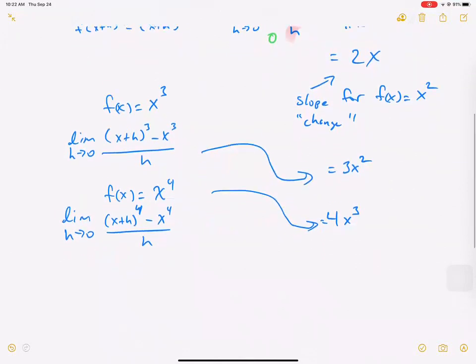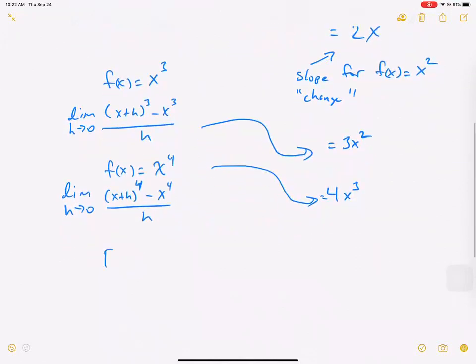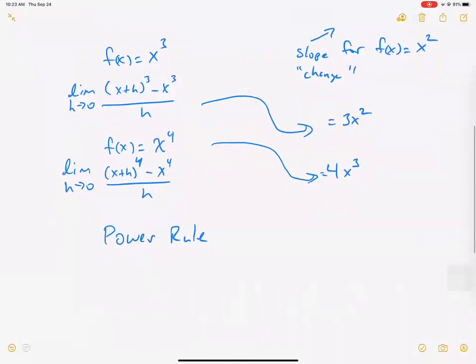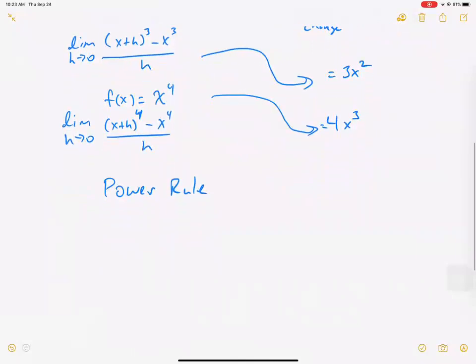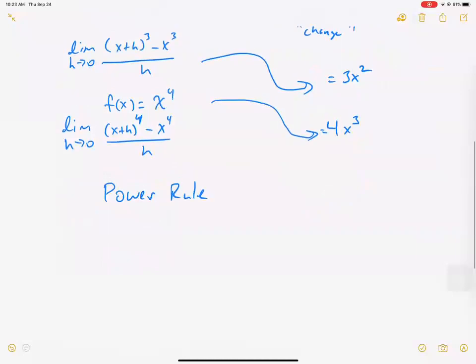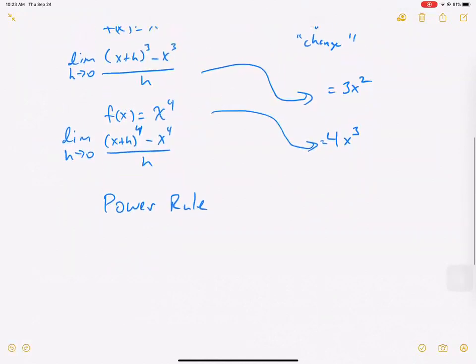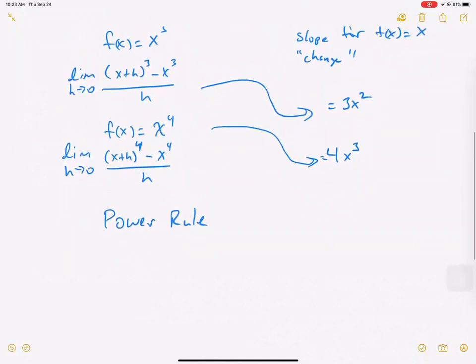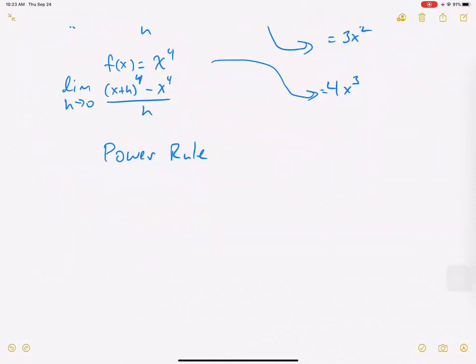So the rule I'm describing now is what we call the power rule. Now, the power rule is one of our basic derivatives for us to remember. And it really is a pattern and allows us to skip this huge limit step. Now, let's go ahead and set it up. Now we are going to write, this is the power rule.